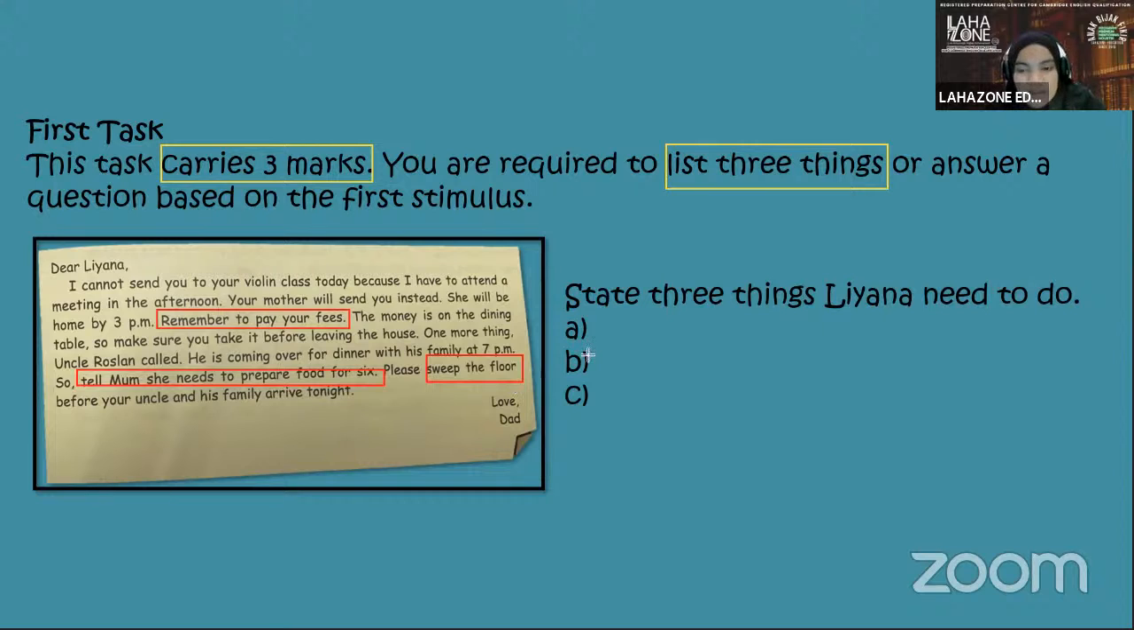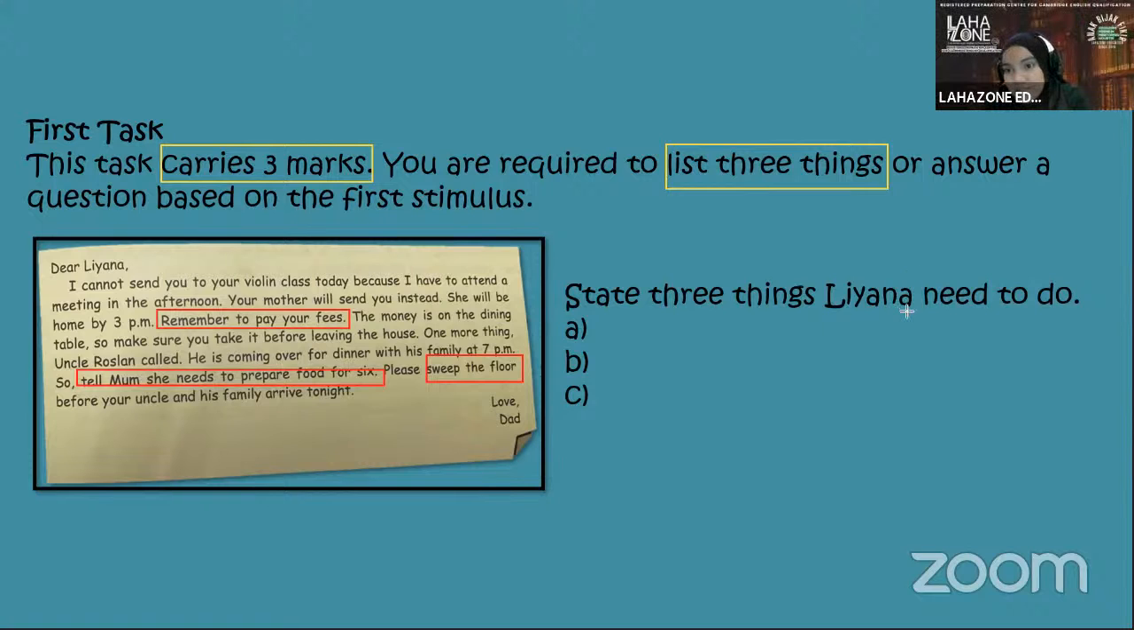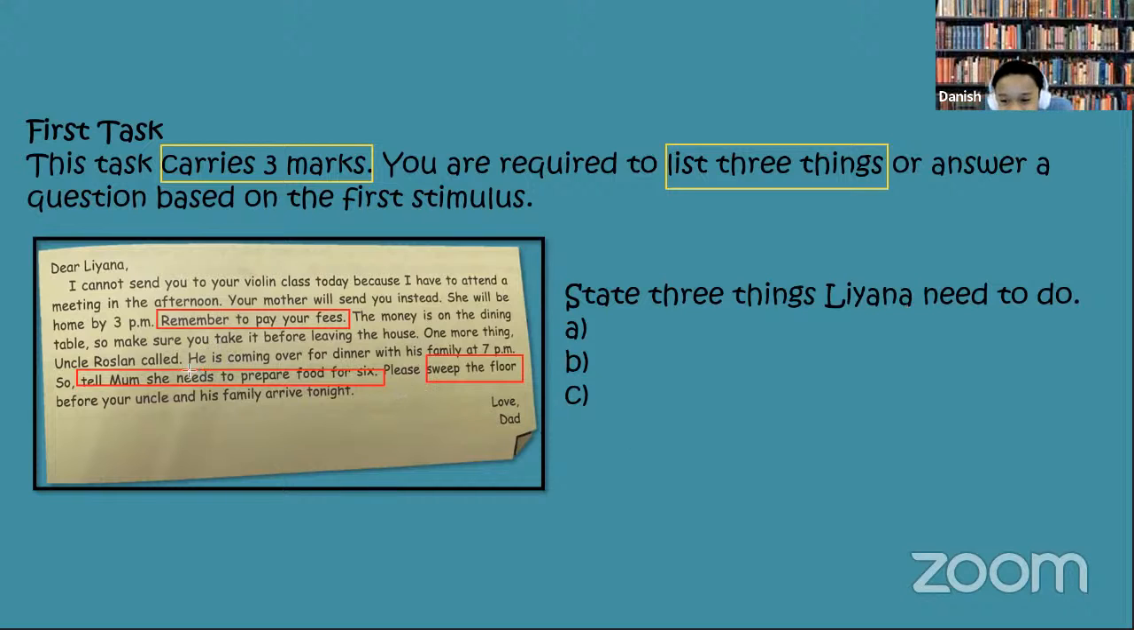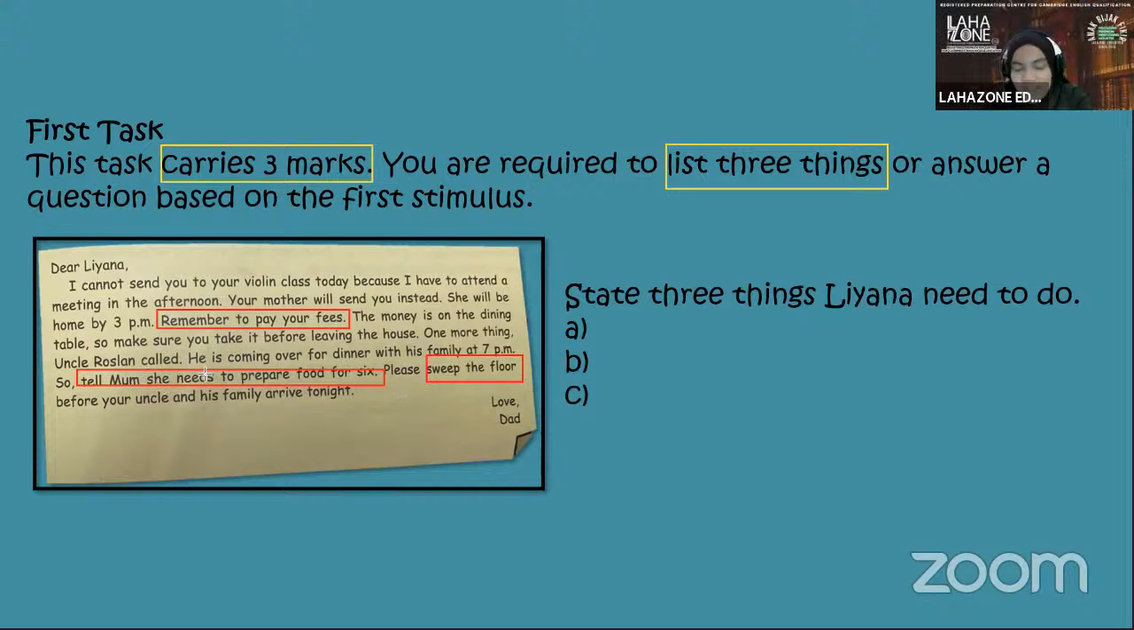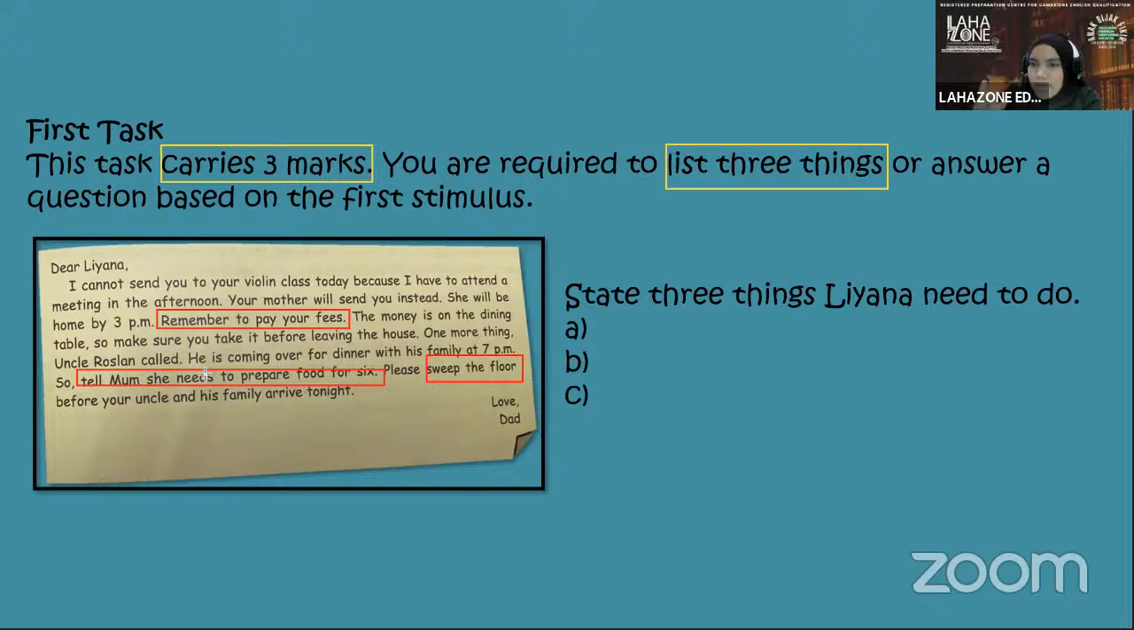Okay, but remember Danish, the one that you gave me in the Zoom chat for B, tell mom she need or needs? Danish? Needs. Okay, so why did you write here need? Lupa. Dia copy saja ya Danish dekat sini. You have to copy and paste without changing anything. Okay Danish? Hanya perlu salin sahaja. Tak payah tukar apa-apa. Boleh? That's how you do the first task in section B.